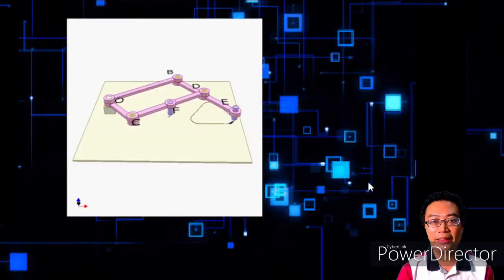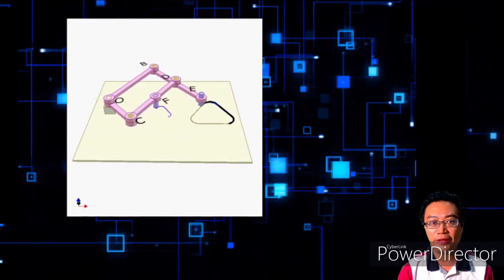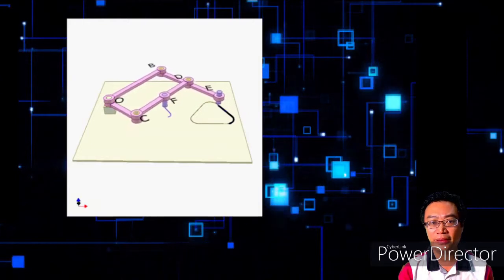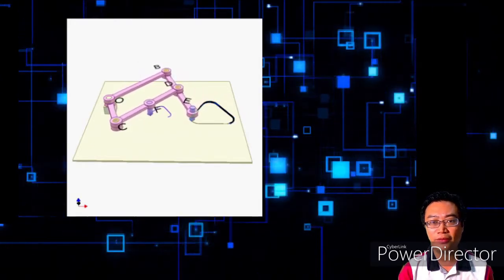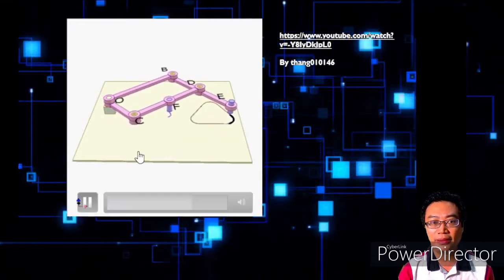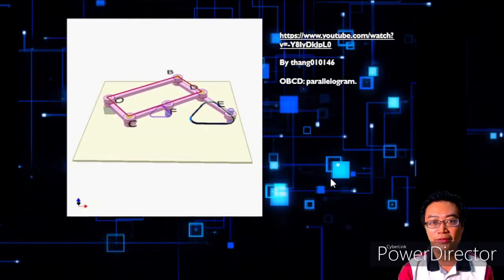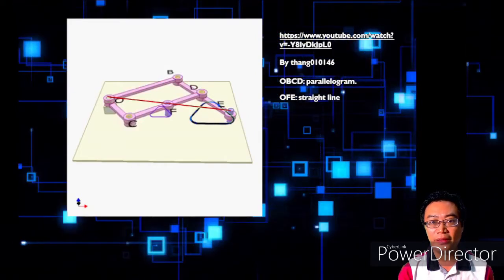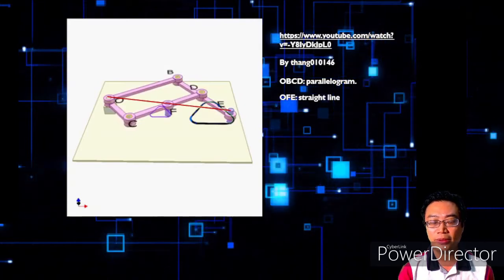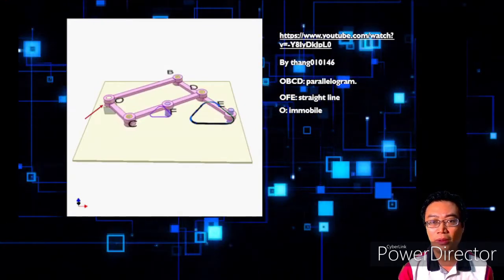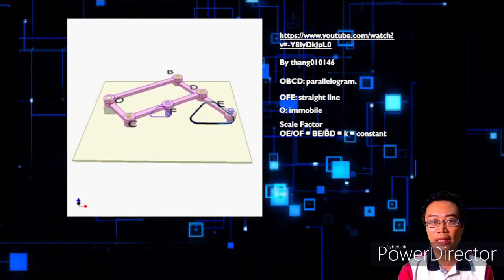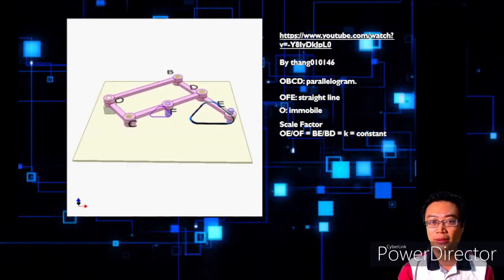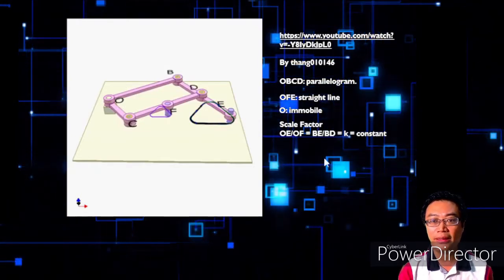Let's take a look at another pantograph. Here we have point E driving point F. Both of them trace similar triangles at different sizes. Again, this example is taken from YouTube. As you can see, in this example, we have OBCD being a parallelogram. OFE stays in a straight line throughout the motion. We have an immobile point O, and then the scale OE relative to OF is the size ratio of triangle at F relative to that traced by E.